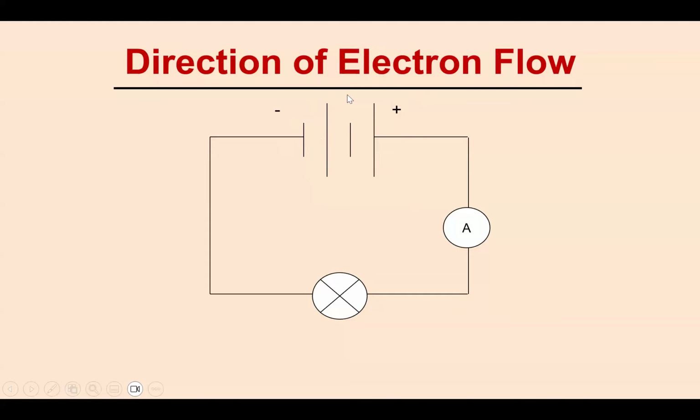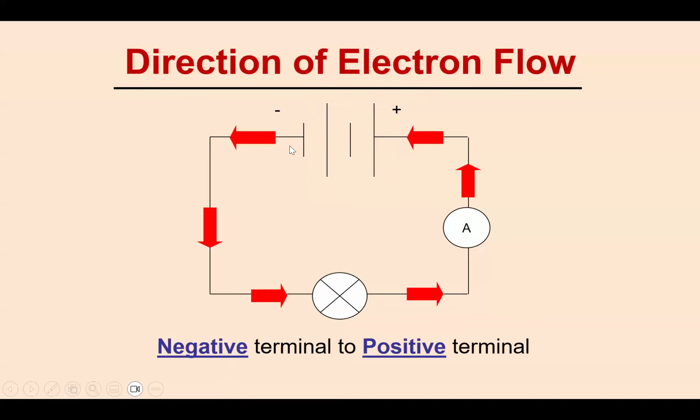So electrons are negative, so the electrons will come out from the negative terminal. Okay, it will not come out from the positive terminal. So for electron flow, it moves from the negative to the positive terminal like this.